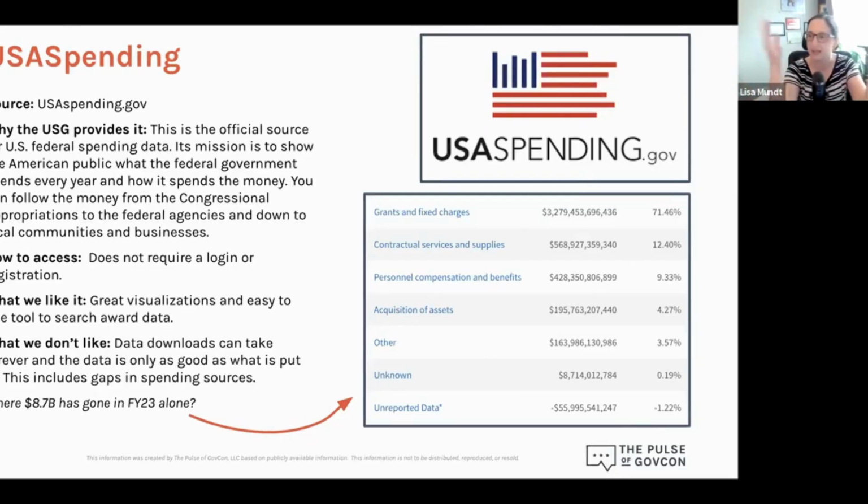Now, what we don't like is, just like any of these systems, it's only as good as the information that's actually input into the systems. So for example, in one of these reports here, $8.7 billion has gone unknown in FY23. What's unknown? If the information isn't tagged, then you're not necessarily going to be able to use it. But we do love the visualization. Data downloads can also take forever, and that's just something to consider when you are exporting through there. We use USASpending as the starting point for pretty much every research project that we do, if that gives you any indication at all.